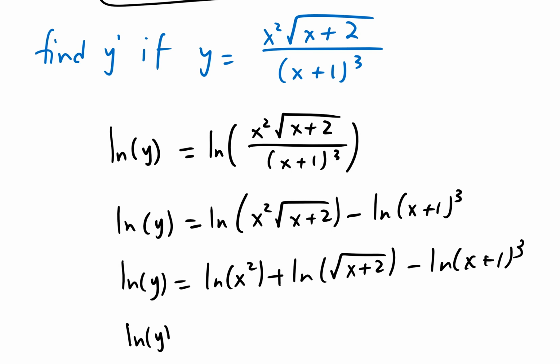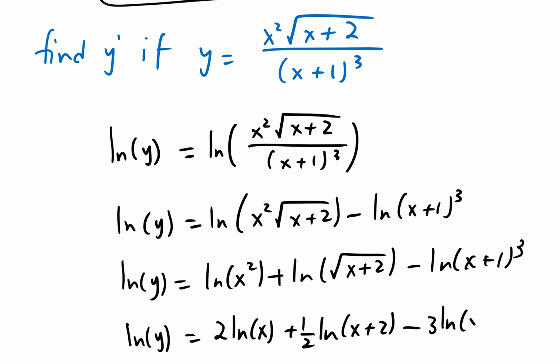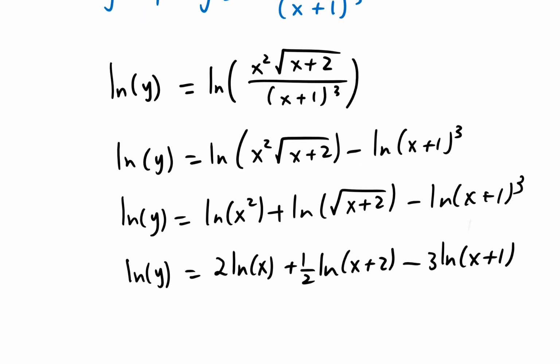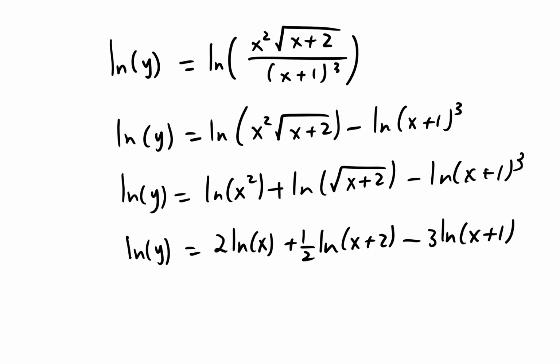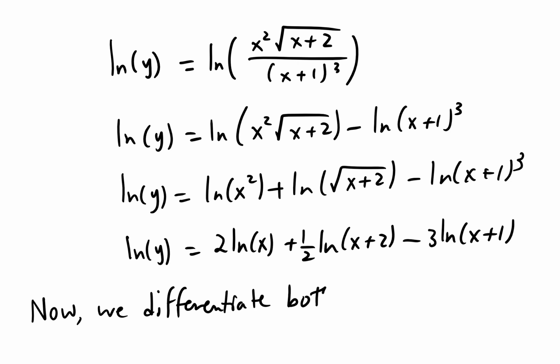So natural log of y equals, you can bring the 2 down. This one is 1/2, you can bring it down. So this way there's no log in there. Minus, you bring the 3 down. Now I can simplify further. So now what do we do? Now we differentiate both sides. Differentiate both sides means we find the derivative of this one for both sides.